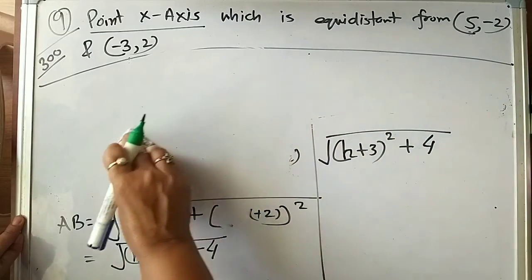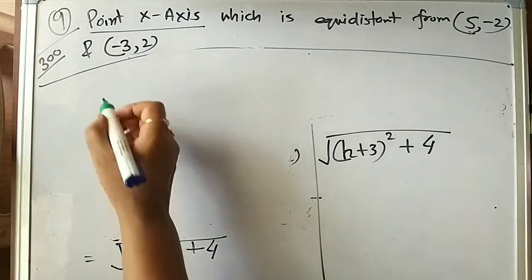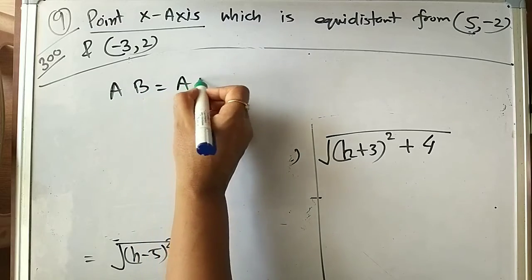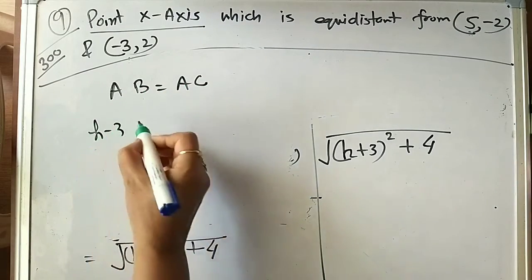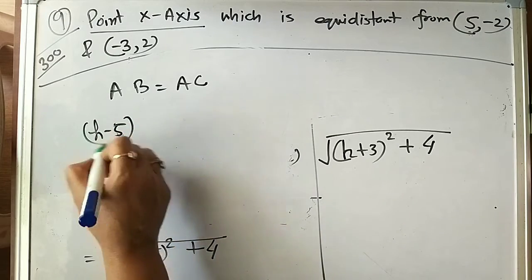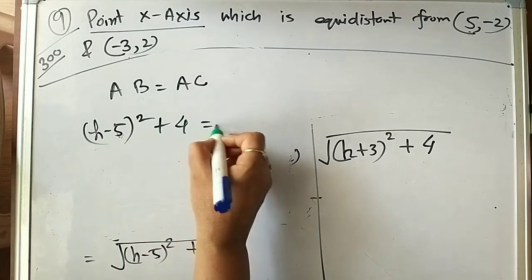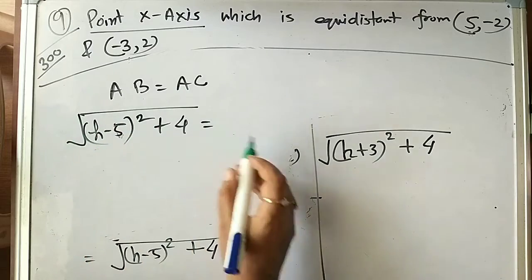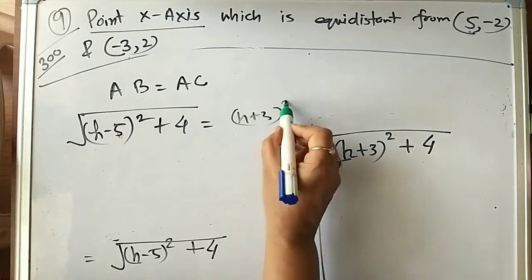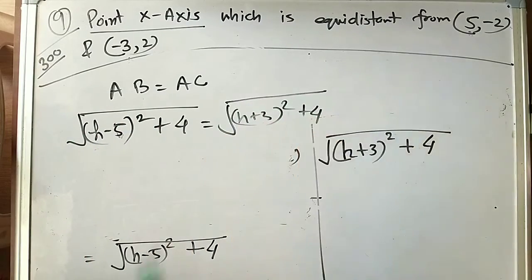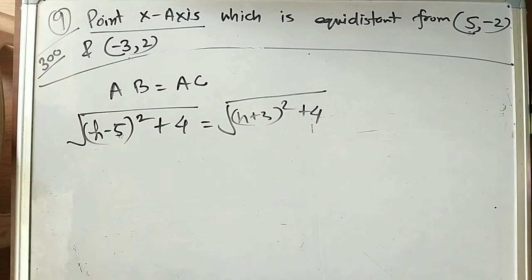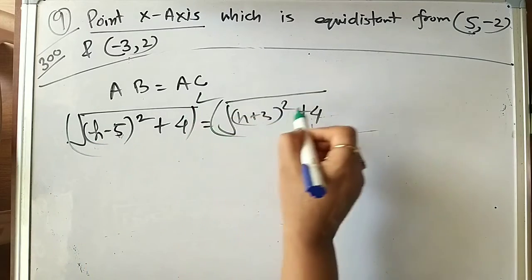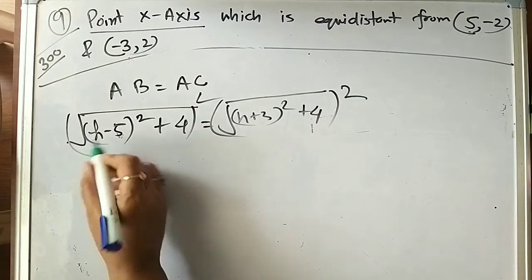I can make AB is equal to AC. This is my AB and this is my AC. So root of (h minus 5) square plus 4 is equal to root of (h plus 3) square plus 4. Okay, now both sides have a root. What should we do? We should square. Correct? If we square, the root is gone.